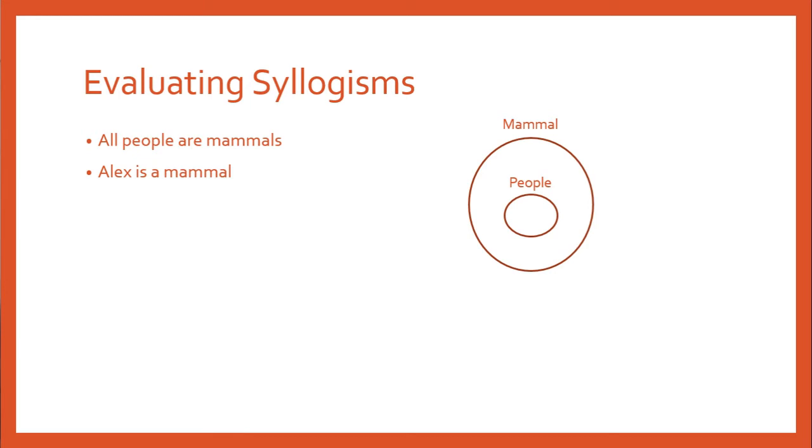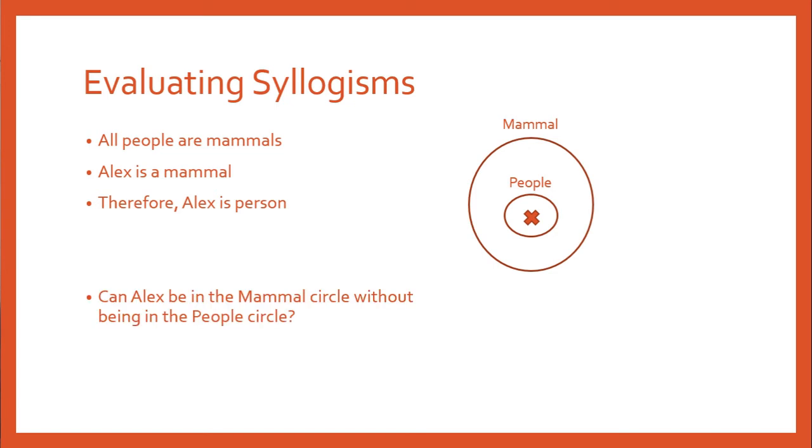Now our next step is to say Alex is a mammal. So we need an X representing Alex inside the mammal circle, which we have here. So now, the conclusion, therefore Alex is a person. For this to be true, Alex has to be inside the people circle. But the thing we need to consider is, can Alex be inside the mammal circle without being in the people circle?